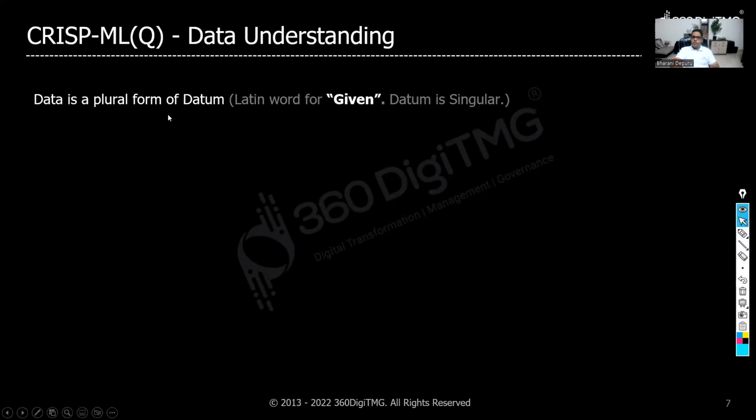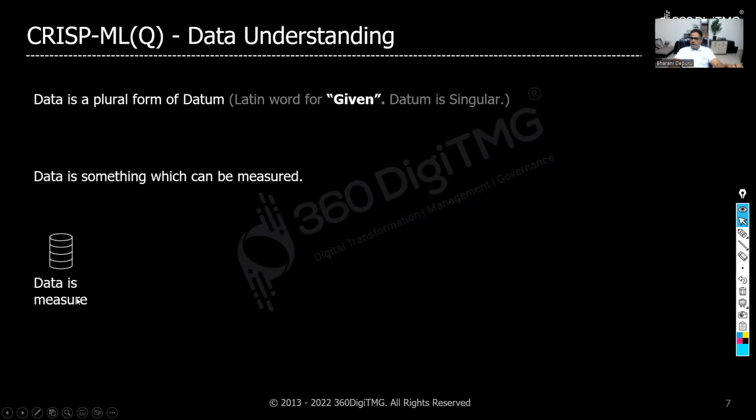Data is a plural form of datum. Datum is singular. So henceforth, when I say data, I might frame the sentence as "data are". Please don't assume that I don't know English, or that I'm dramatically wrong. All I mean is, since data is a plural term, I would be saying "data are". Anyways, data is something which can be measured.